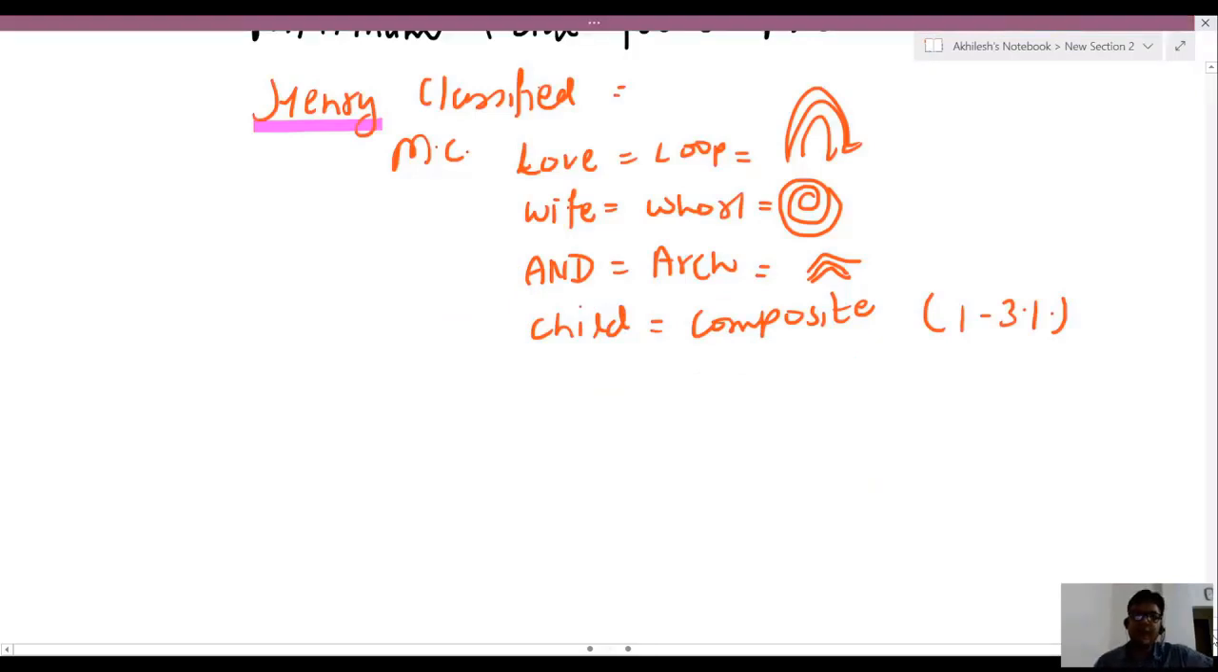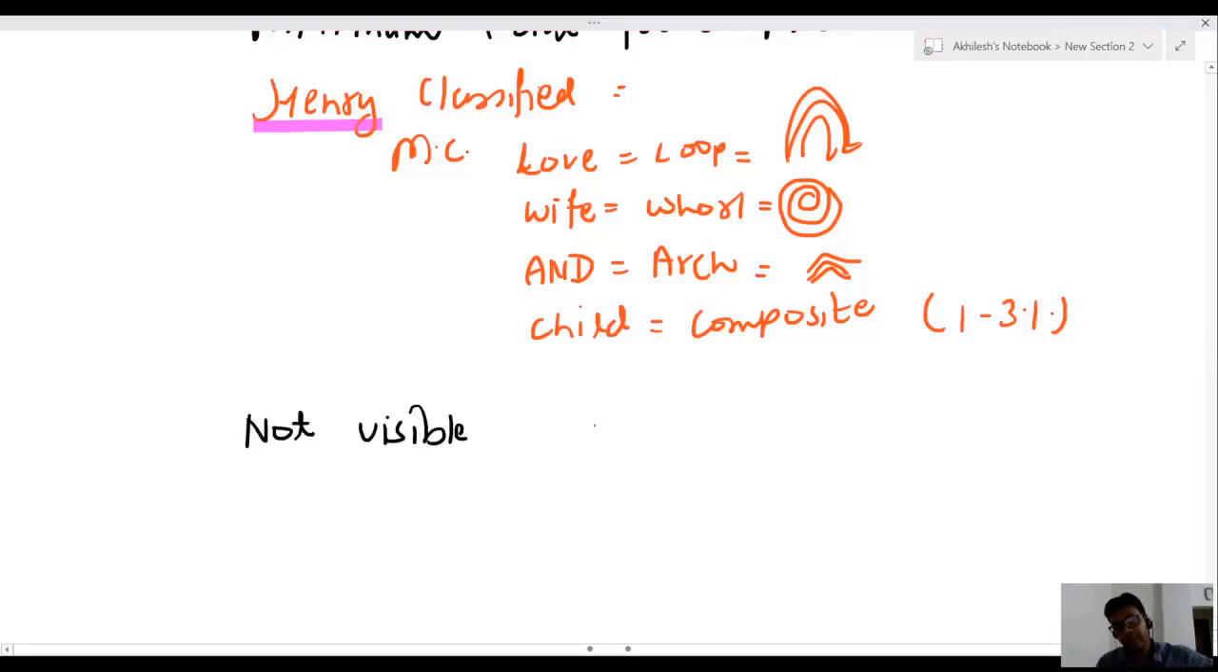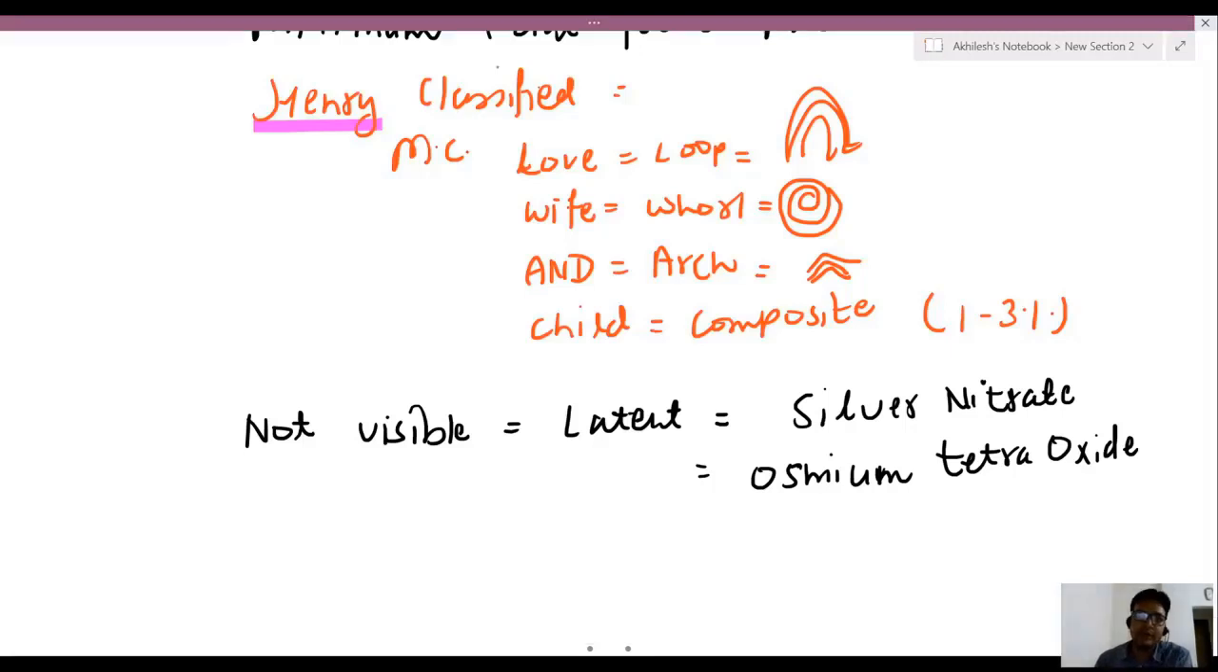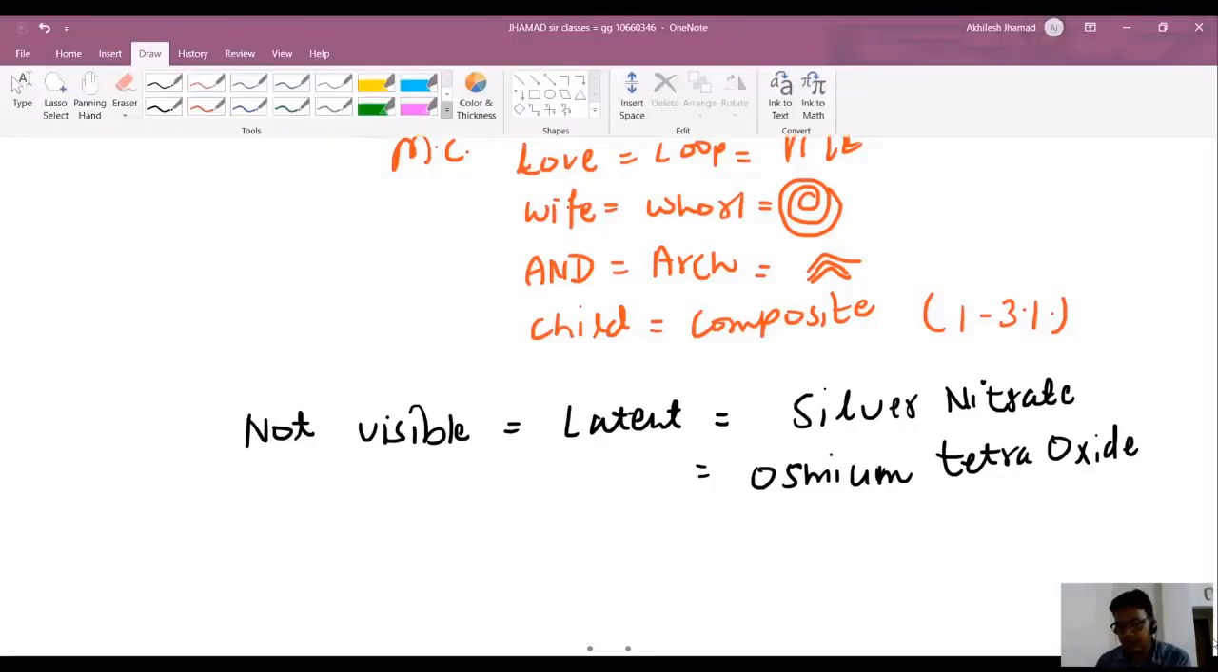Now, sir, if fingerprints are not visible, these are known as latent fingerprints. And latent fingerprints can be visualized by silver nitrate and osmium tetraoxide. Now, sir, another important MCQ comes.